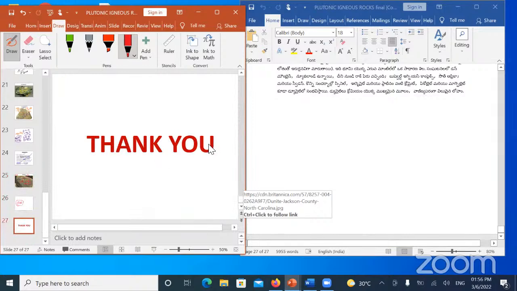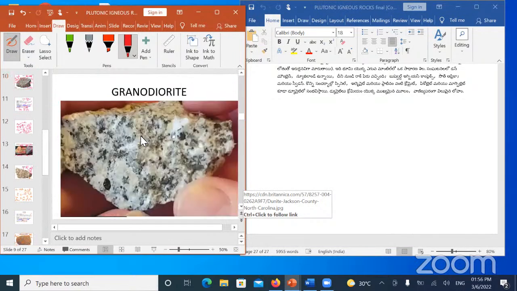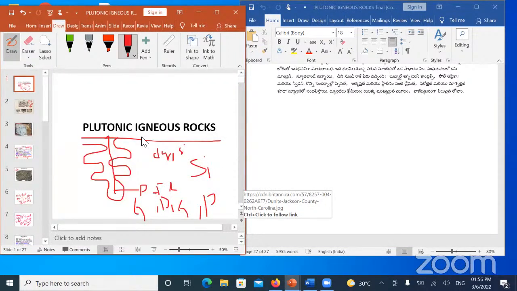So today's class is over. Okay, these are the plutonic igneous rocks, right?